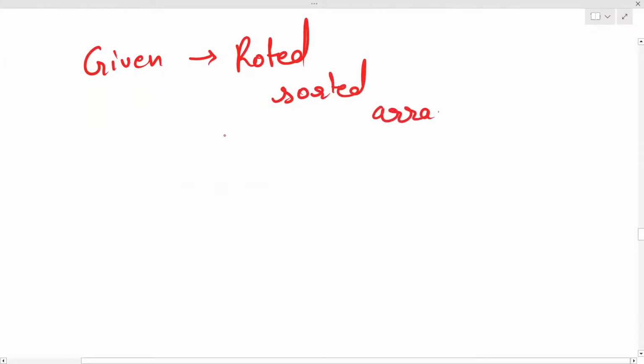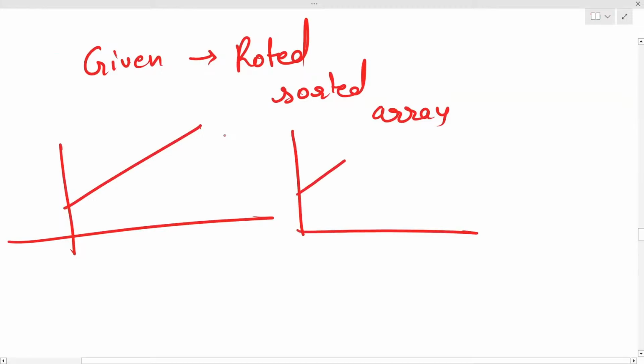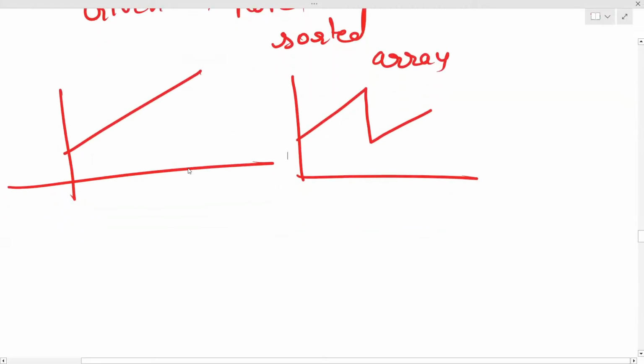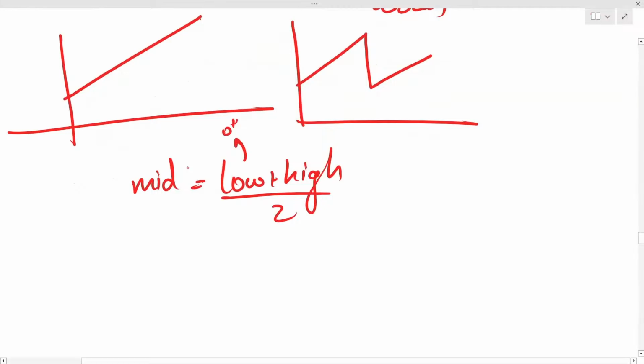So in this, let's say the function is going to look like, it can either be like this or it can be something like this, with the values, if I plot them. So now what will we check? We'll find the mid. Mid is nothing but low plus high by 2. So low initially is 0, that is the 0th index, and high is n minus 1. Now I'll check whether my mid is the maximum element itself.